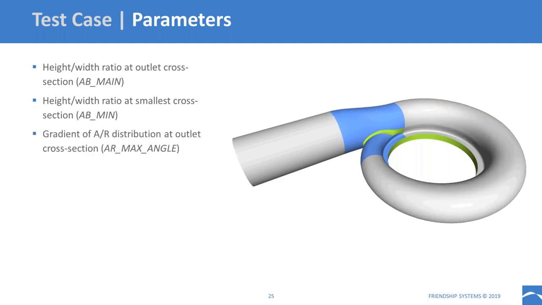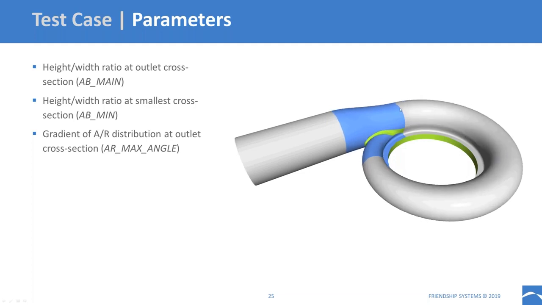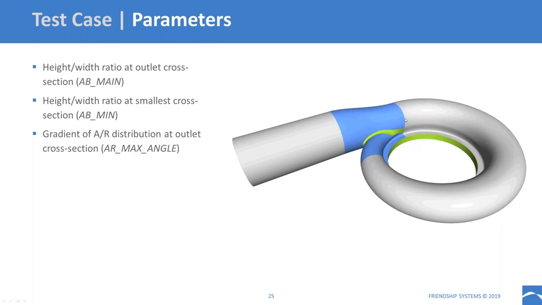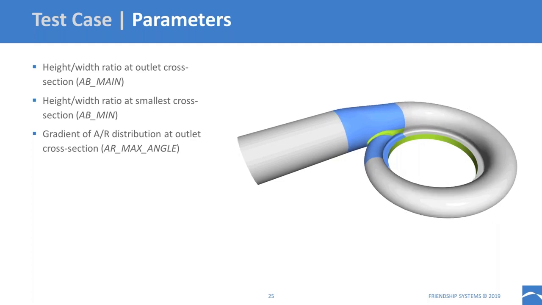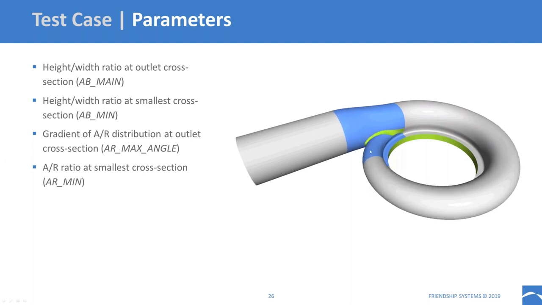Then we have the gradient of our A over R distribution at the outlet cross-section. So basically, we have the value at the outlet cross-section fixed for A over R, but we're changing the gradient with which the A over R curve departs from that outlet cross-section. So by the way, we can use all kinds of A over R distributions, linear and any type of polynomial functions and whatever you choose to use there. We are changing the A over R ratio again at the smallest cross section. You can see the changes again here in the animation.